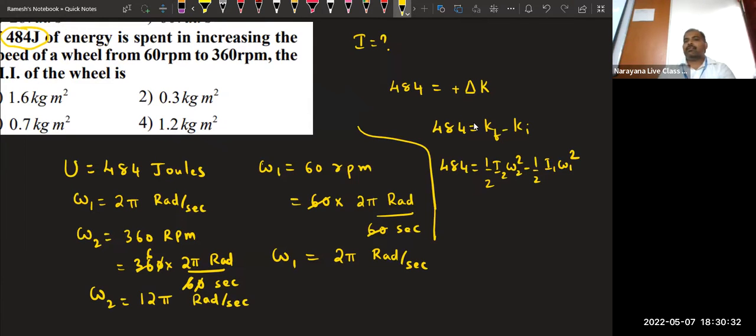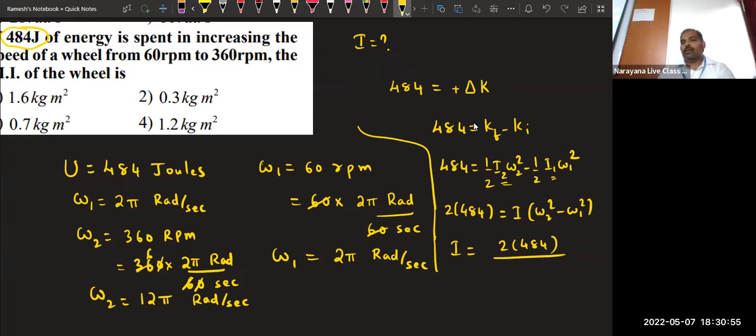Sending the half to the other side, 2 into 484 equals I, since both moments of inertia are the same, same wheel means same moment of inertia. I you take common, times omega 2 square minus omega 1 square. So the moment of inertia equals 2 into 484 whole divided by omega 2 square minus omega 1 square.